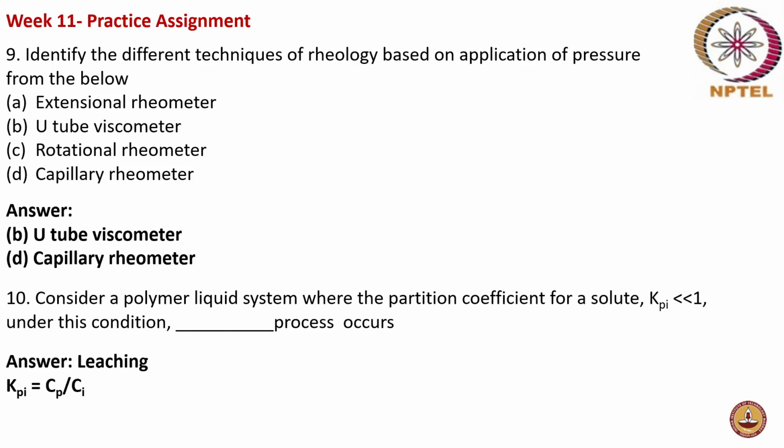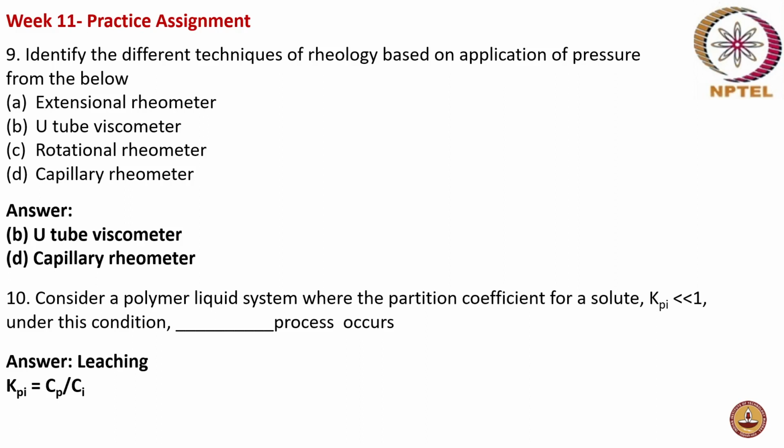Yes. See, when you look into the formula of K_PL, since the subscript is PL, it is the concentration of the solute in the polymer to the concentration of the solute in the liquid system, given by C_L. So C_P by C_L. If K_PL should be very much less than 1, then C_L should be high, whereas C_P should be very low. Right? So obviously the material is much more in the liquid phase. That means it has a tendency towards the liquid phase, so leaching happens.